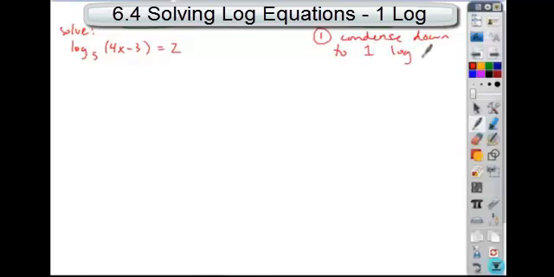So you're going to condense everything down. If necessary, you'll apply the properties that allow you to condense the logs, but you want to get your expression so there's only one log on one side of the equation. If you can complete that process, your next step will be to rewrite it in the form of its exponent.